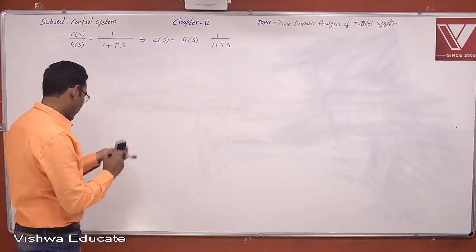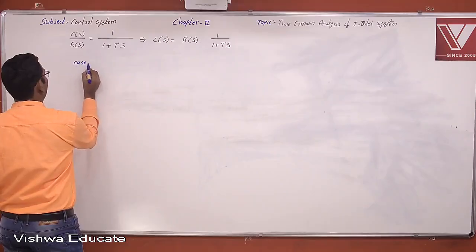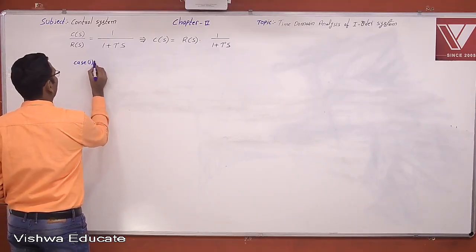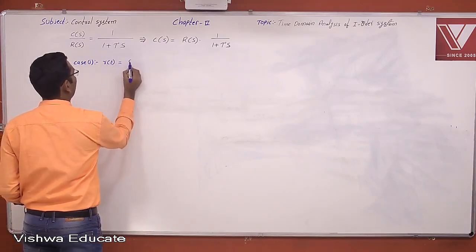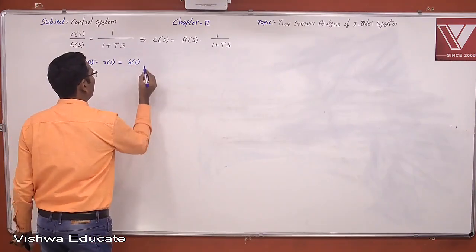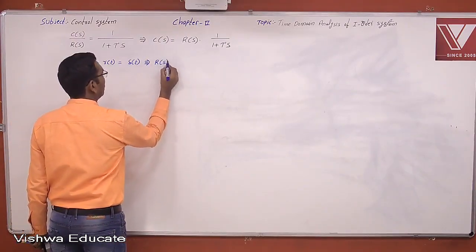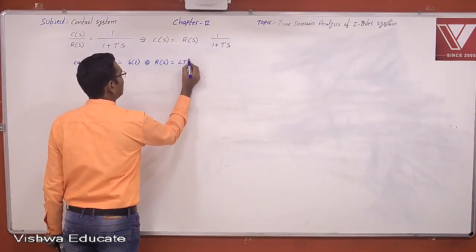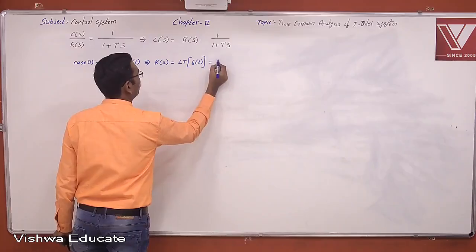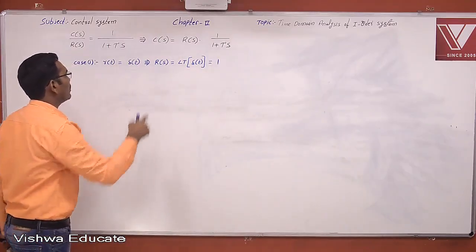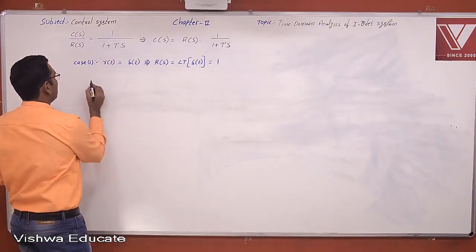Okay, now we'll see case 1. Now R of t, the reference input, is the impulse input. Now if R of t is delta of t, what is R of s? R of s is the Laplace transformation of delta of t, which is equal to 1. So now C of s, this is the response. I want the response now.